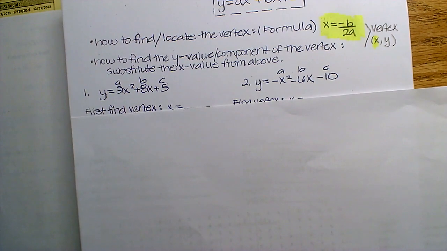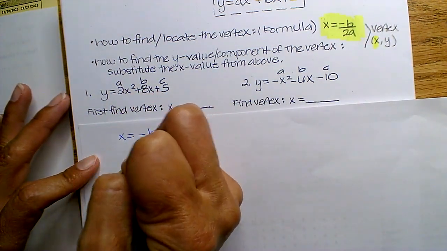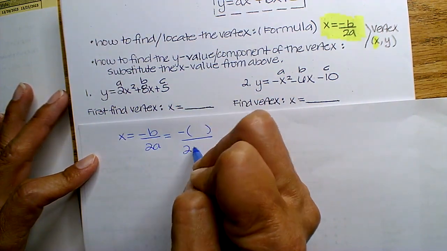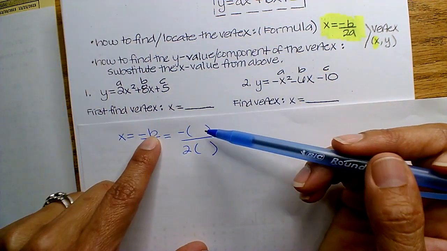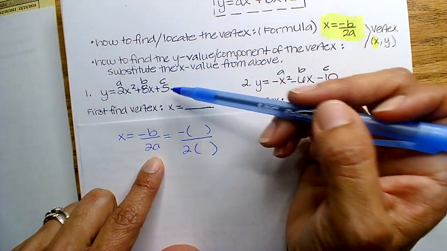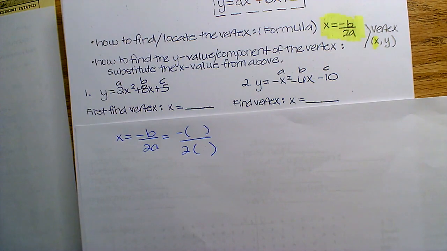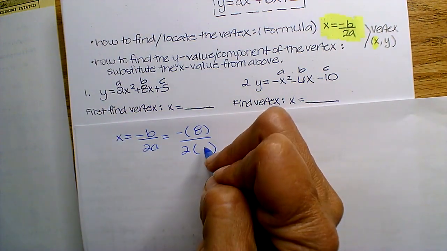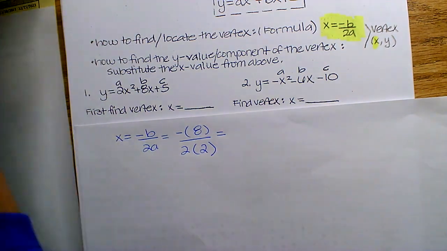Okay, so here we go. To find the vertex, it's minus b over 2a. So minus parenthesis, over 2 parenthesis, because what am I going to substitute here? The b value and here the a value. Okay, so what's my b value? 8. So you put an 8. Okay, what's my a value? 2. And that's it. You just clean it up.